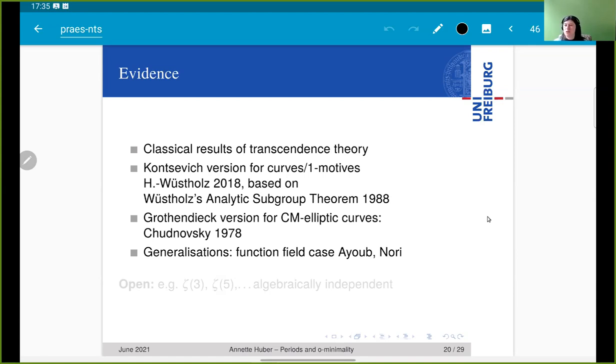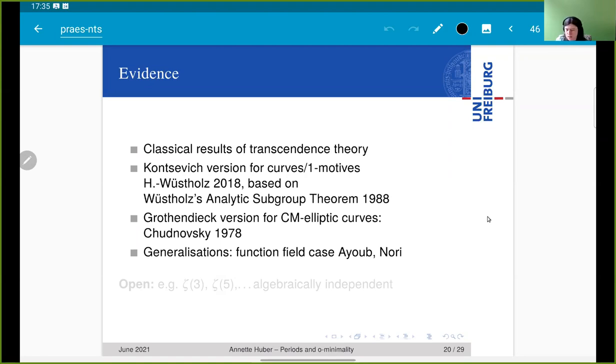Generalizations have been established. There are the independent proofs by Ayoub and Nori in the function field case. So that then all the relations between periods of this, this is about transcendence theory of functions now, are the ones predicted by the period conjecture. So you can also read this as a confirmation.